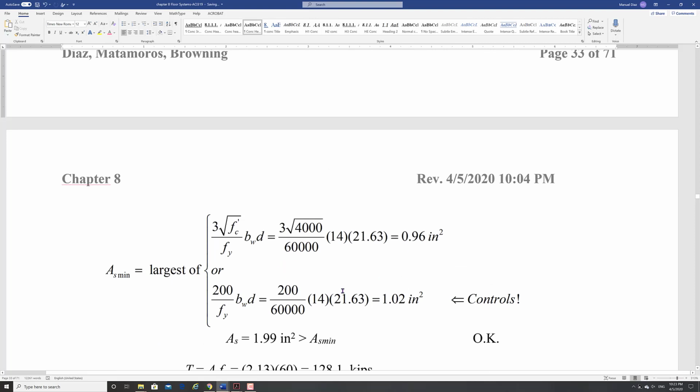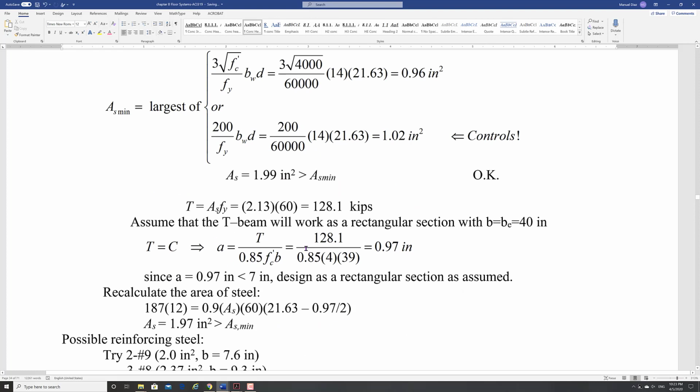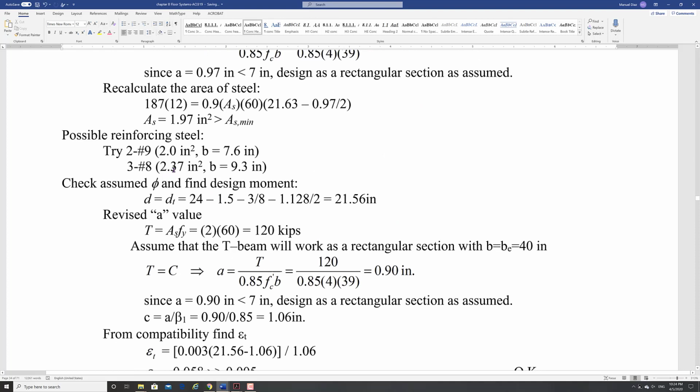Check for minimums. We are good. 199, we're getting close. Check for A again. A is within the flange. We're good. Our assumption is good. So perfect. So we recalculate now the area of steel. Not much difference. 197 is still greater than the minimum. And so we have a couple options: 2 number 9s, 3 number 8s. And then we're going to check for our assumed phi factor and all that.